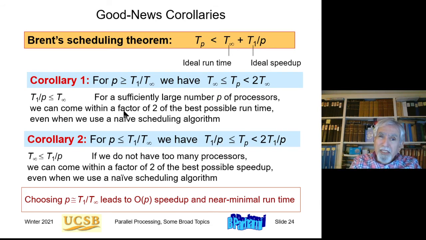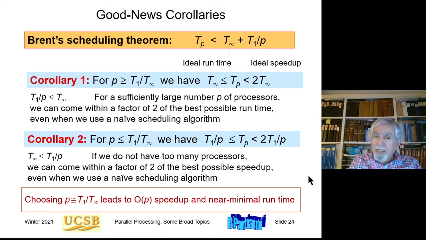Now, interestingly, these two conditions share one point. That's basically when P is exactly equal to T1 over T infinity. Then both of these conditions are satisfied. So if you choose the number of processors approximately equal to T1 divided by T infinity, remember T1 is the size of the task graph, T infinity is the depth of the task graph. So you can say that T1 divided by T infinity is the average width of the task graph. So if you choose the number of processors equal to the average width of the task graph, you can have optimal speed up because of this condition and near minimal running time because of this condition.